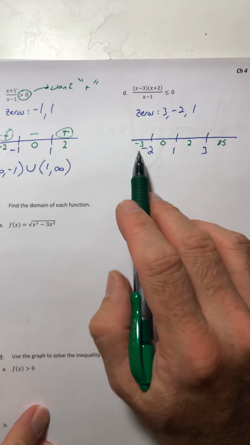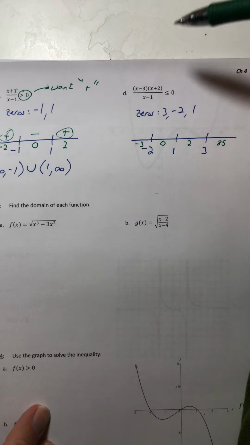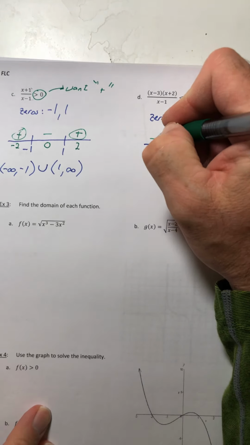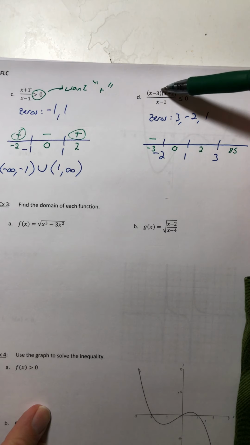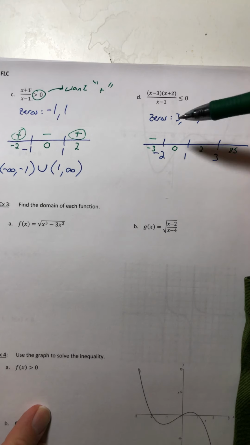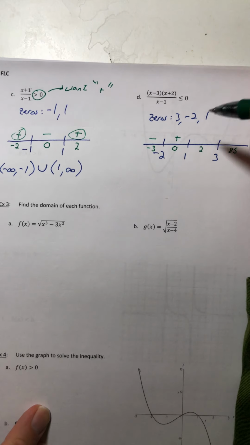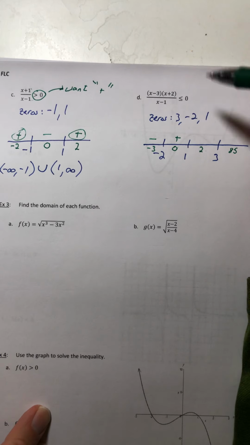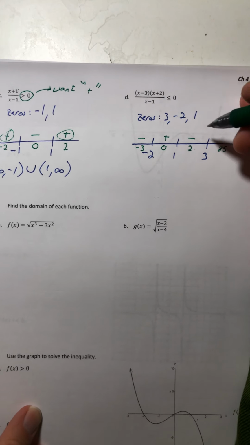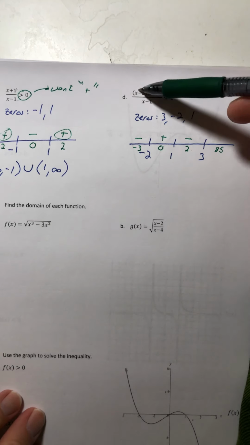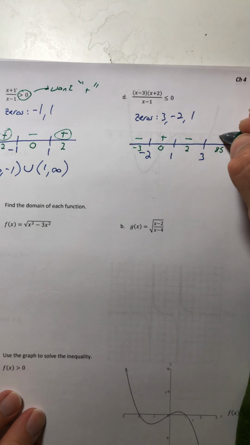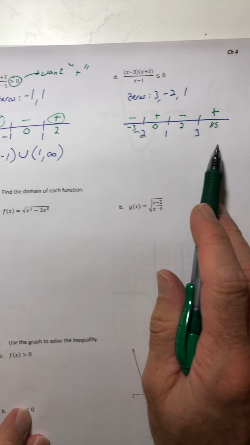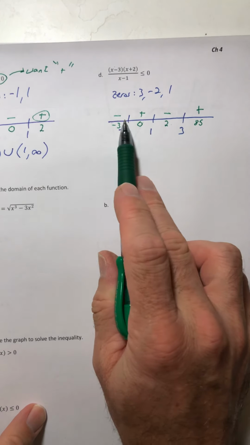Just because we can. Okay, plug in the -3, and you get a negative, and a negative, and a negative, so that's a minus. Plug in the 0, negative, positive, negative, so positive. Plug in the 2, negative, positive, positive, so minus. And plug in the 85, positive, positive, positive, and it's a plus.